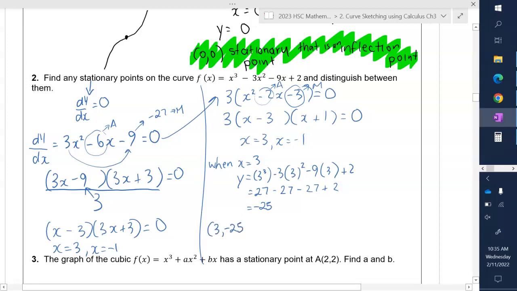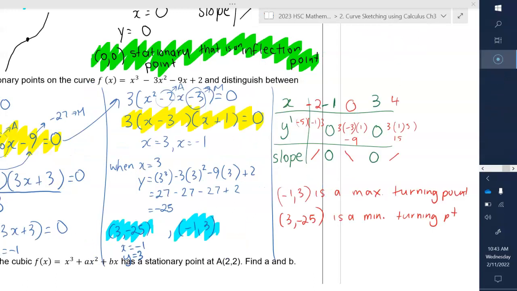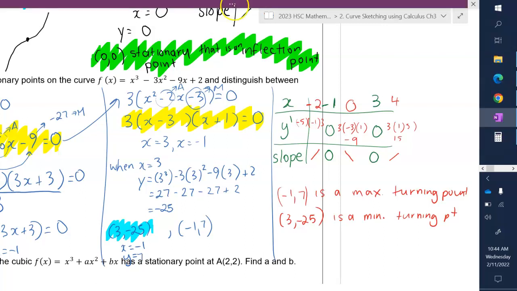Let's figure out what happens when x is equal to -1. When x is equal to -1, y is equal to... Sorry, I had a glitch with the video there. So when x is equal to -1, y is going to be equal to 7. And there's our second stationary point there.